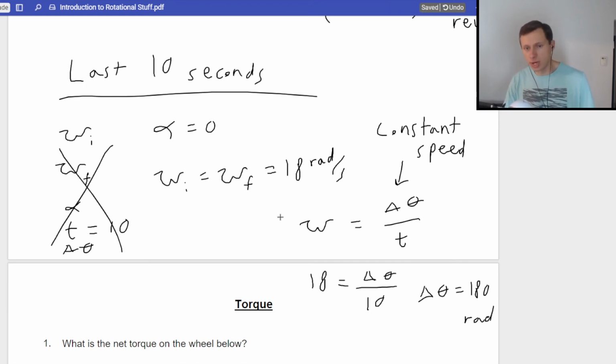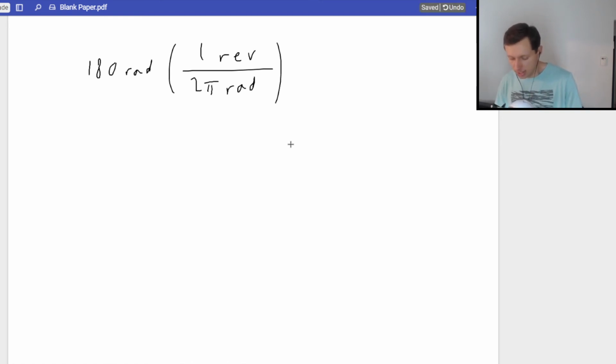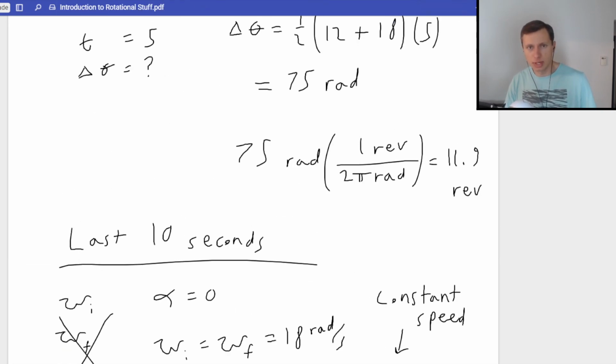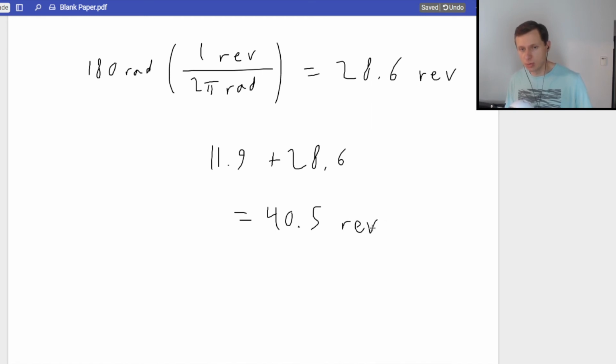So we do need to convert from radians to revolutions again. Let's do that here. 180 radians times 2 pi radians in the denominator, and then 1 revolution in the numerator. 180 divided by 2 divided by pi, we get 28.6, and that again is going to be revolutions. So I forget what we got for the other part. It was 11.9. So I'm going to add 11.9 plus 28.6, and that's going to give me the total number of revolutions. 11.9 plus 28.6. I got an answer of 40.5, and that's revolutions.